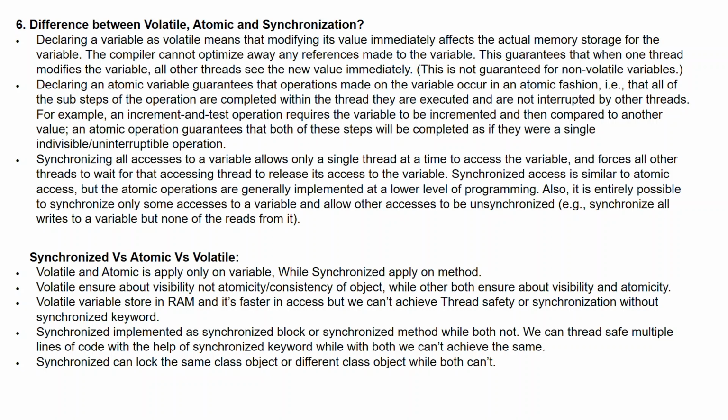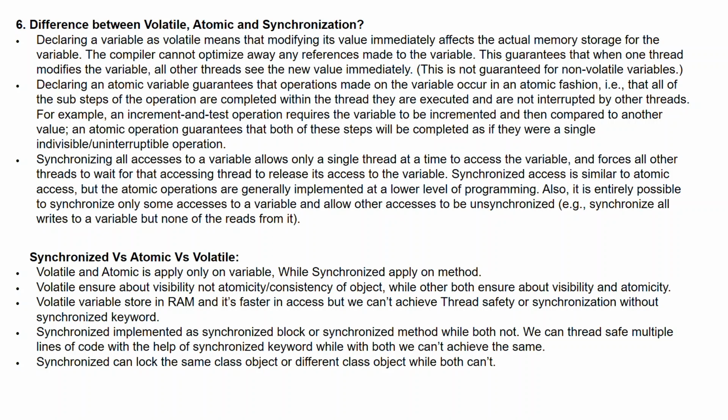Synchronizing all accesses to a variable allows only a single thread at a time to access the variable, and forces all other threads to wait for that accessing thread to release its access to the variable. Synchronized access is similar to atomic access, but the atomic operations are generally implemented at a lower level of programming. Also, it is entirely possible to synchronize only some accesses to a variable and allow other accesses to be unsynchronized, e.g. synchronize all writes to a variable but none of the reads from it.